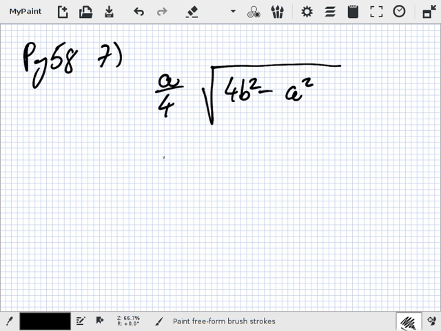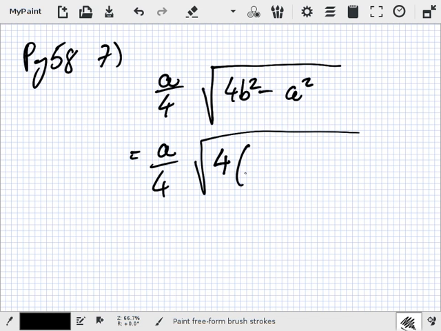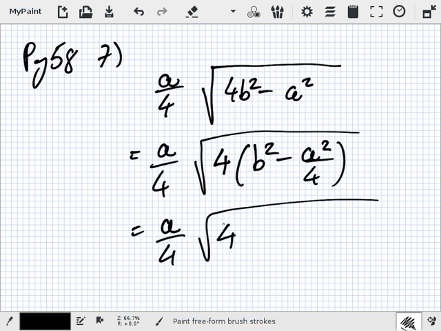Yeah, so you can change this into A over 4 root, we can take out the 4, b squared minus a squared over 4. Is that okay so far? Yeah. Are you sure? Yes. So, what I'll do next is I'll also take out an a squared. So this will be b squared over a squared minus 1 over 4.